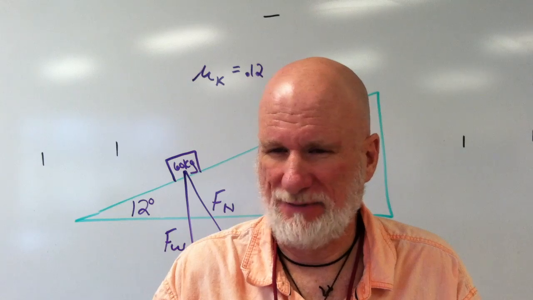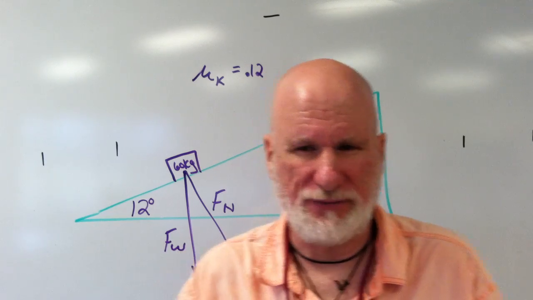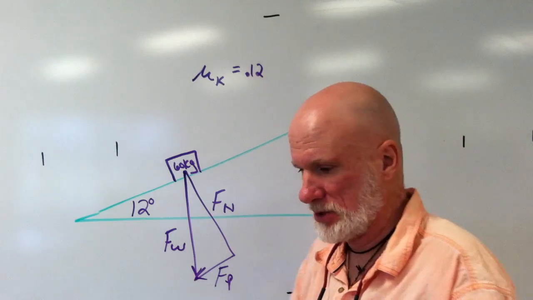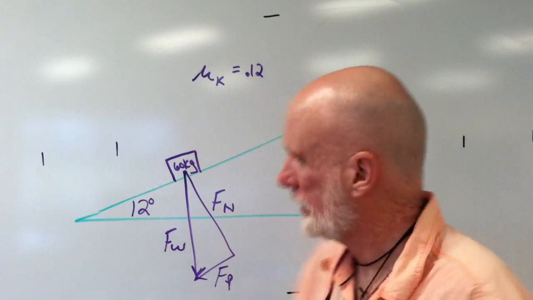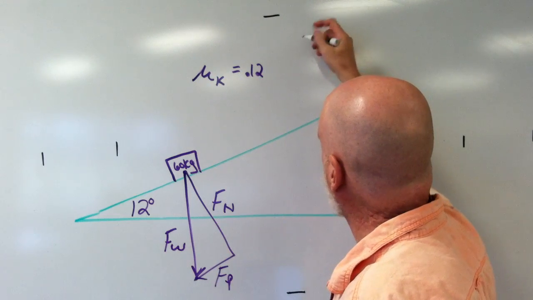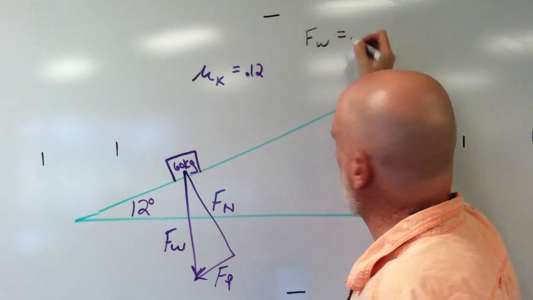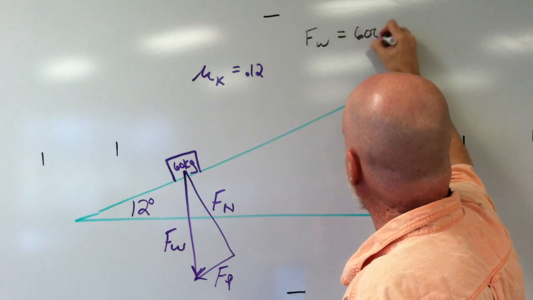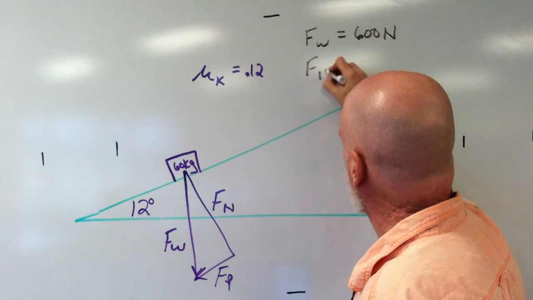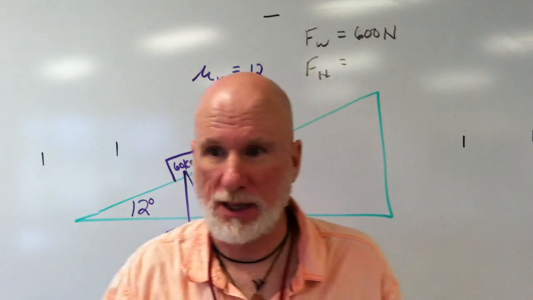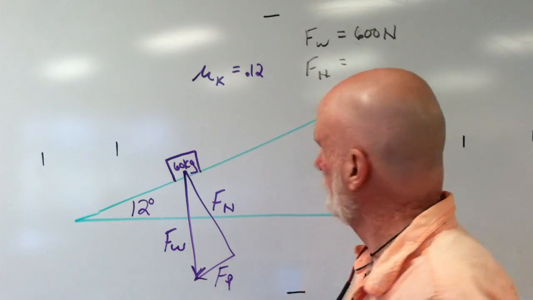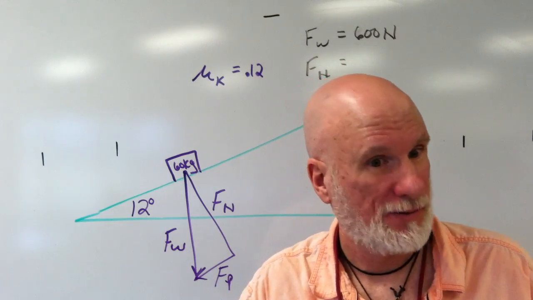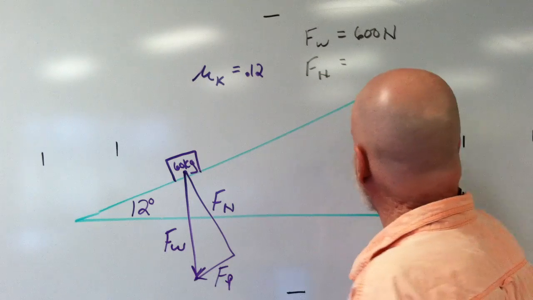So what's FN, FP? Do all the Fs. Wait a second. Let's do the Fs. FW is 60 kilograms times 10, which equals 600 newtons, which is the weight. Good. And what is FN? FN is 600 cosine 12, which is 586. Excellent.